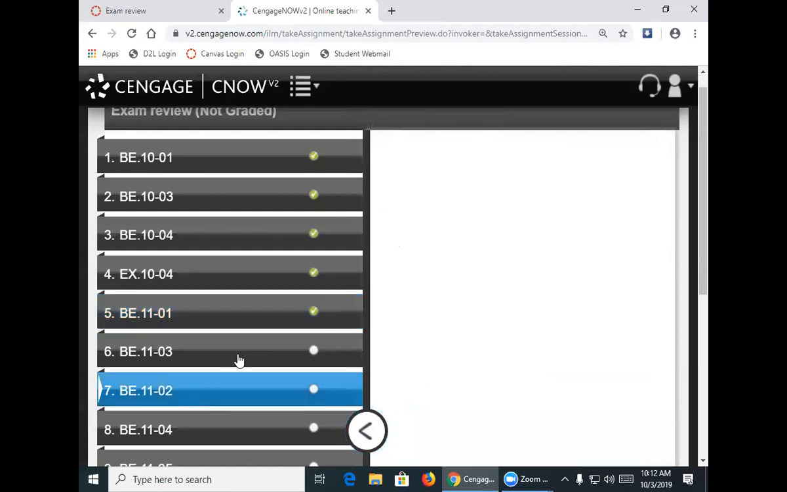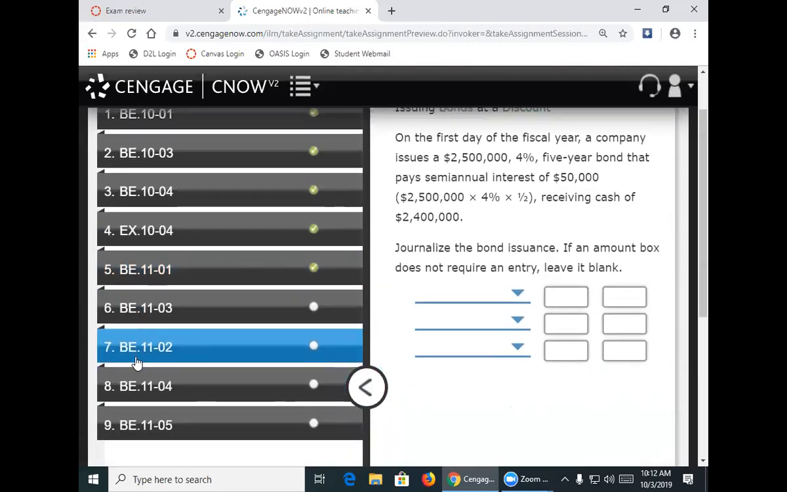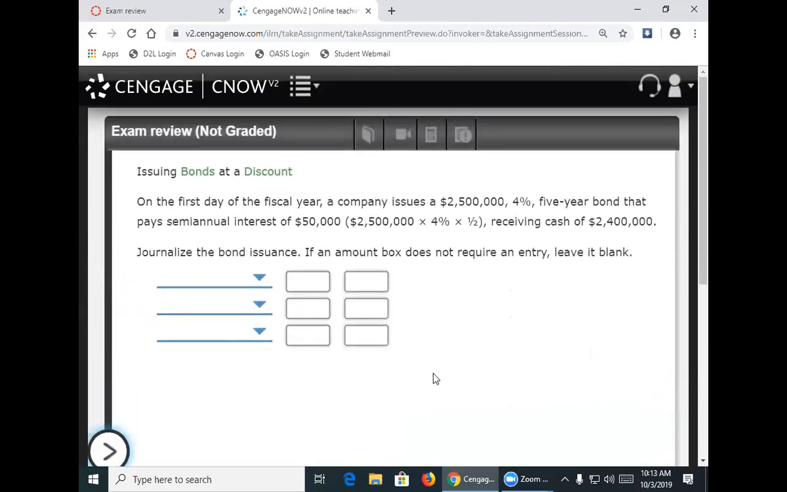Actually, skip down to number 7 because I put them out of order accidentally. Make sure you're on number 7, BE 11-02, because I want to do the issuance of a discounted bond before we do the amortization. Okay, so this one, issuing bonds at a discount.